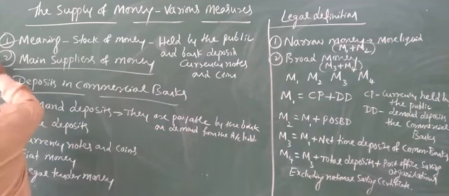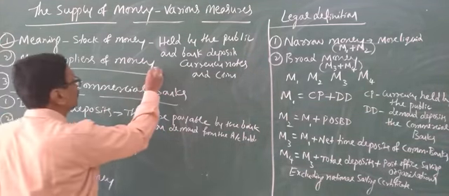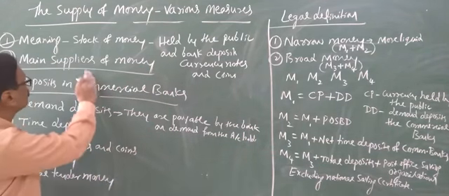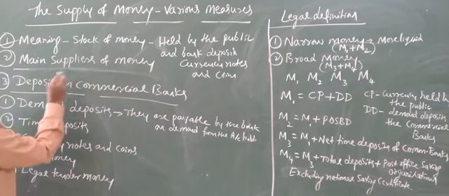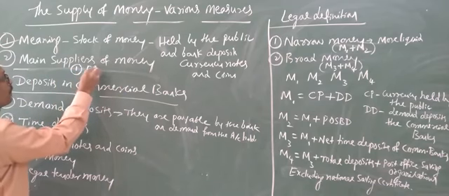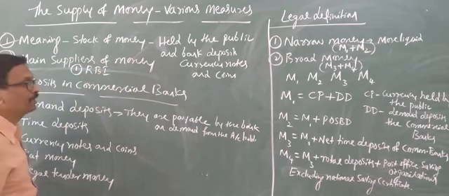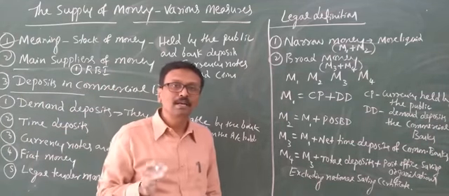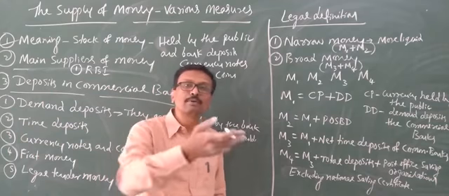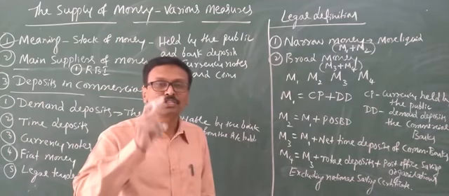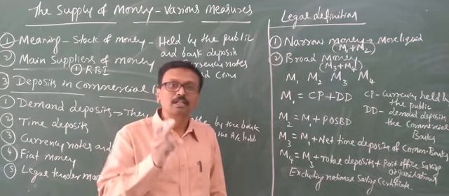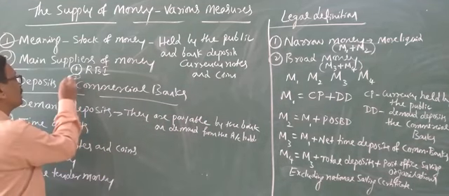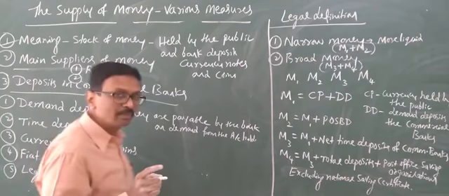Then the second one, main suppliers of money. In the entire Indian economy, there are two important institutions. One is the Reserve Bank of India. The Reserve Bank of India issues currency notes with the help of printing machines and provides loans and advances to commercial banks against rediscounting of bills. Otherwise, commercial banks increase the supply of money in the form of credit creation.